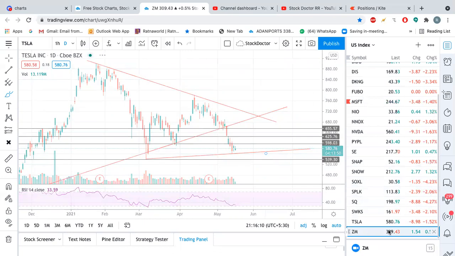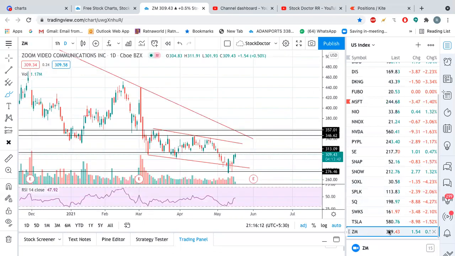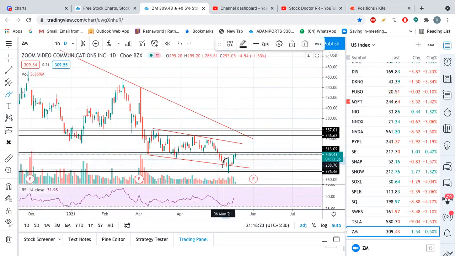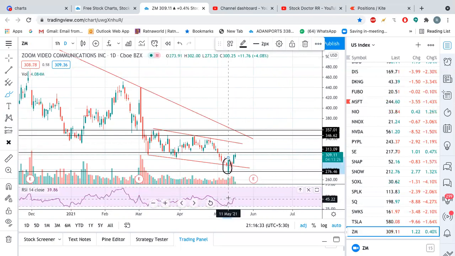The next stock is Zoom. If you all remember Zoom, I gave a buy a few days back at 301. The reason for giving the buy on Zoom is the same. It had created a bullish engulfing pattern here, and I gave a buy at around $300. And at that time the RSI was oversold, and it was trying to pick up from there.